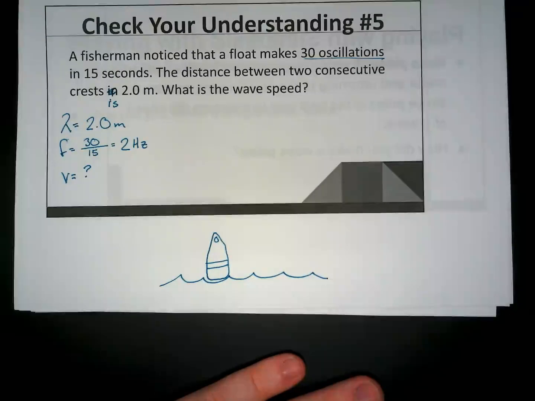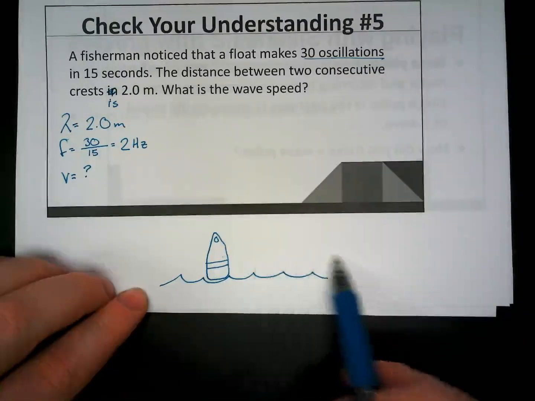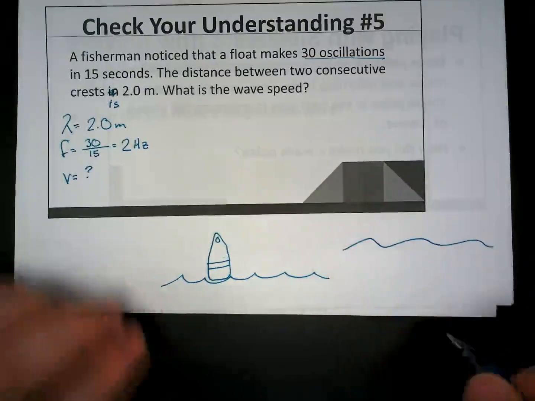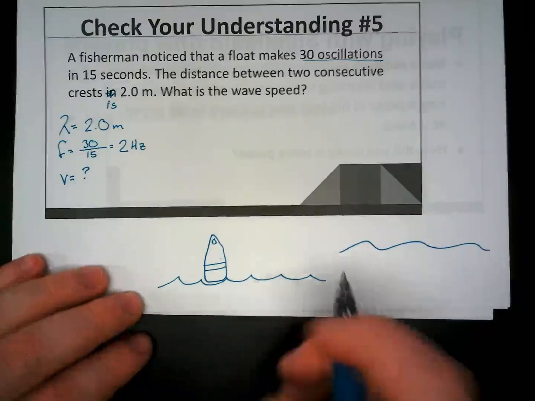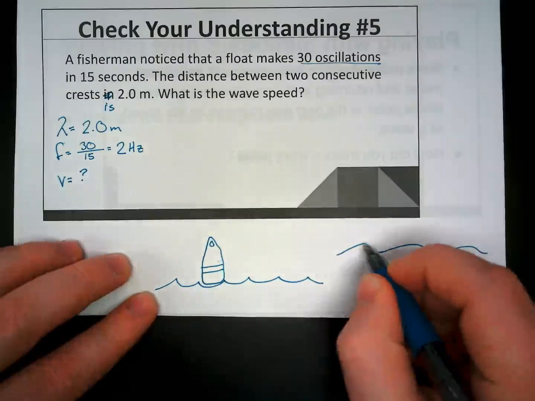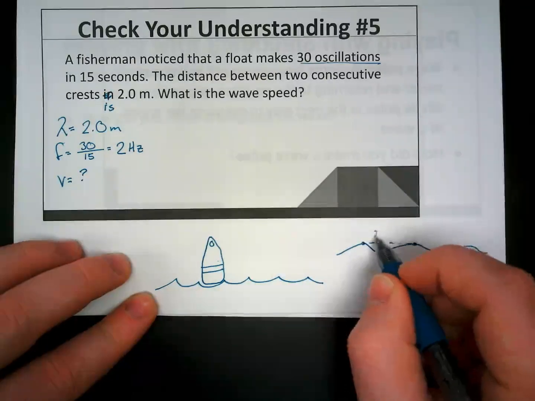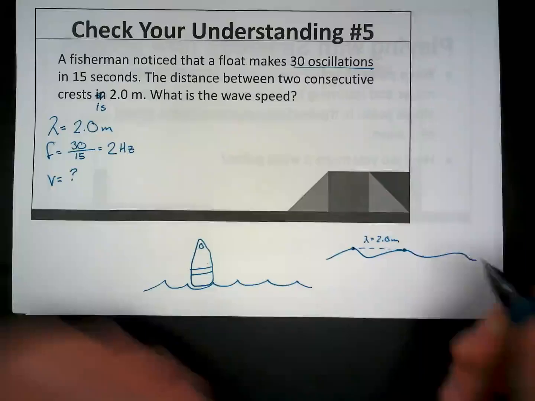And what he noticed was that when it was bouncing up and down, he could make almost like a wave out of it, almost as if he saw it moving in this direction. He was able to make waves that look like this. Okay, focusing on this guy. And so what he saw was that the distance from here to here, this wavelength, was 2 meters. Okay. What else did he notice?